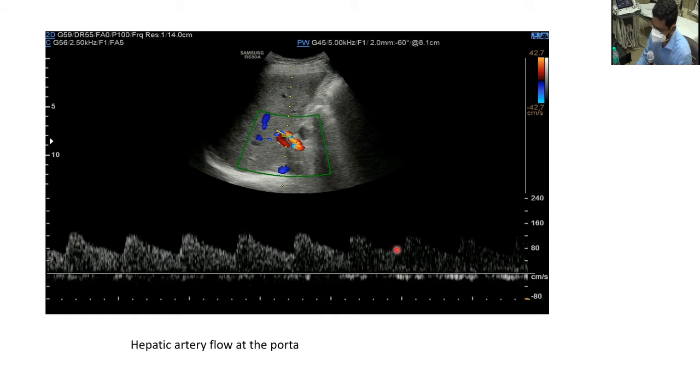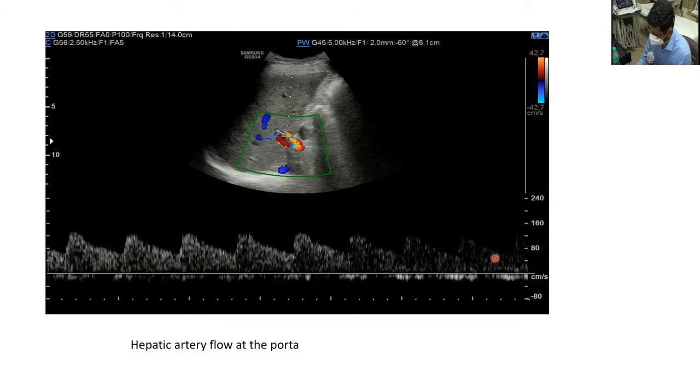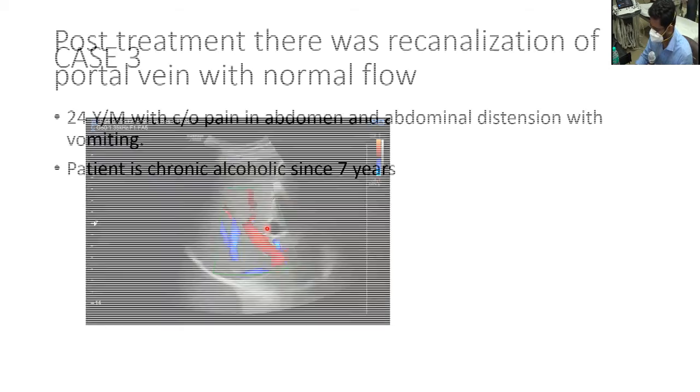And hepatic artery flow at porta shows 80 to 100 centimeter per second velocity, that is normal for hepatic artery. The final impression is echogenic material is noted in the portal vein at porta, causing its partial occlusion, the partial thrombosis in portal vein at porta. And after treatment, the recanalization of the portal vein with normal flow is seen, that is toward the probe, that is hepatofugal flow in the portal vein at porta.